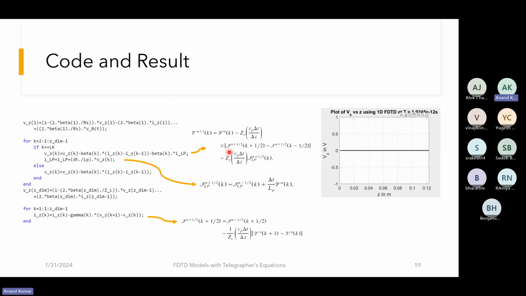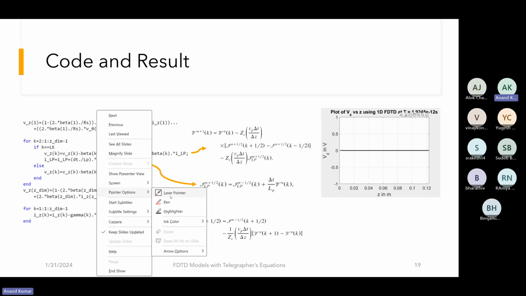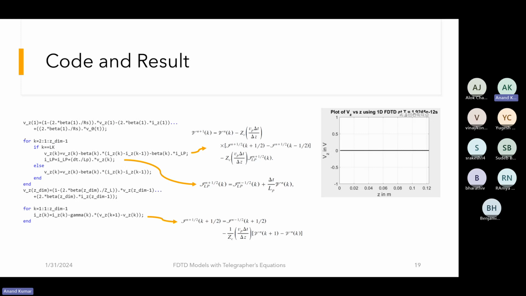And then once we have these three update equations, if you remember, we had the code looking like this, where we had the first for loop for updating the voltage. This particular loop is for voltage, and this loop is for current. For all other cases, this is the update equation for the voltage.